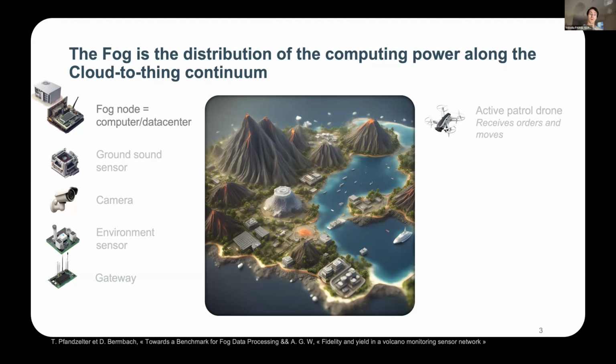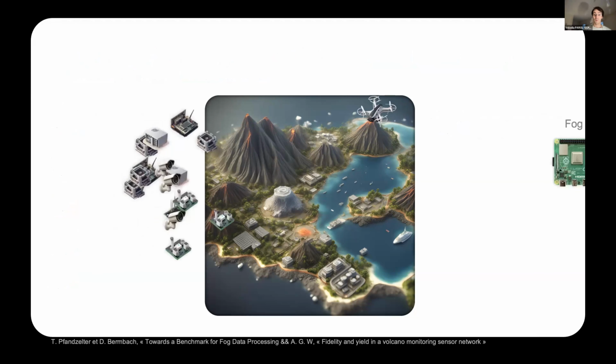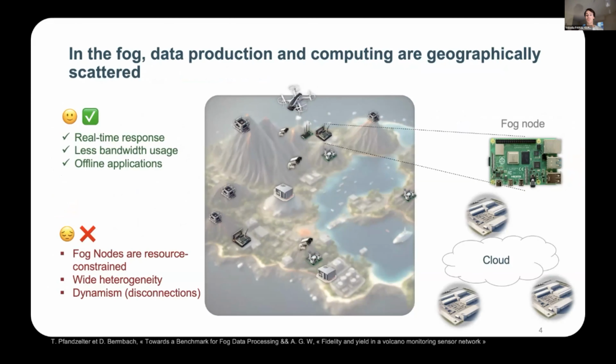So the idea is to introduce the concept of the fog, which is to put computing power in between the data producers and the data consumption in the cloud. We introduce small computers such as single board computers like the Raspberry Pi, or even use already available enterprise servers, like small servers in small enterprises in most of the cities of the world.